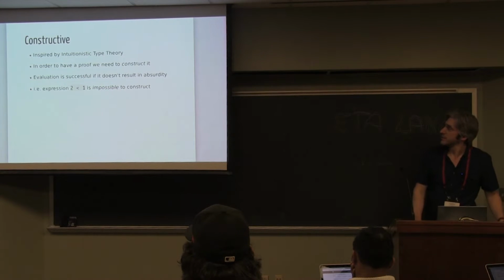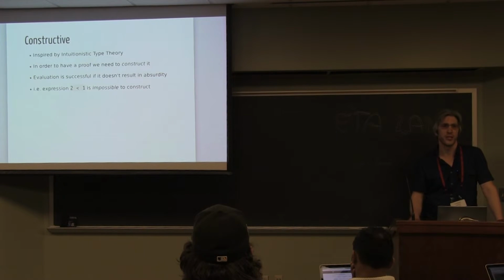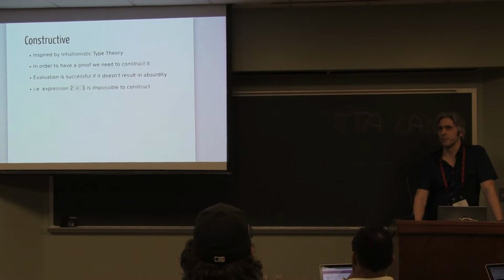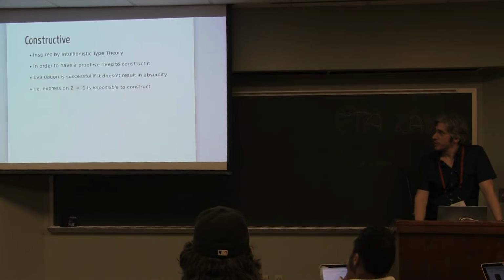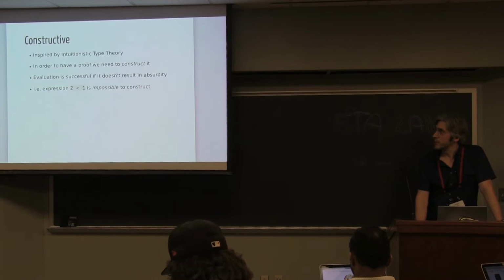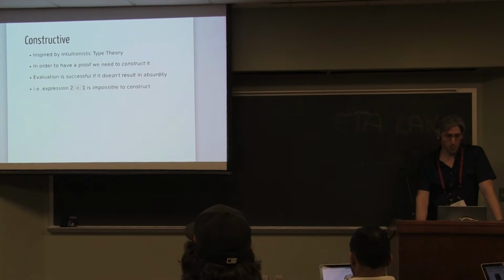For instance, 2 is less than 1 should be impossible to construct. Basically, you shouldn't be able to evaluate that, which is a bit against our mainstream languages where that expression is perfectly valid. It just gives us the false value of a Boolean. So it's not a big deal. It could return either true or false, and that's fine. But I think that causes issues like Boolean blindness, and we'll talk about that during this talk as well.